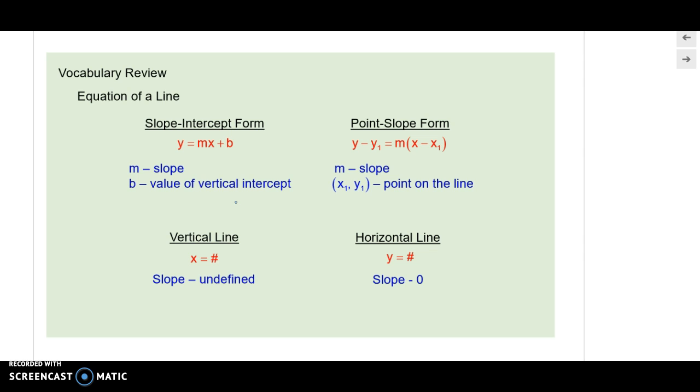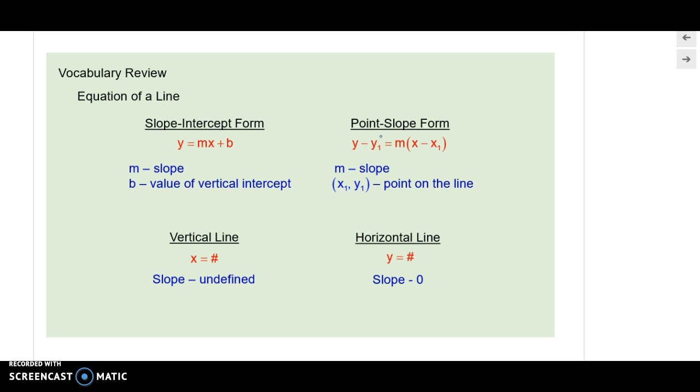Same basic idea of we're trying to use this to help us either write the equation of a line or graph it. We have slope in there like we had before, but now instead of just the vertical intercept, we have a specific point laid out. x1 here and y1 here. And that's going to be a point that is part of the actual line.